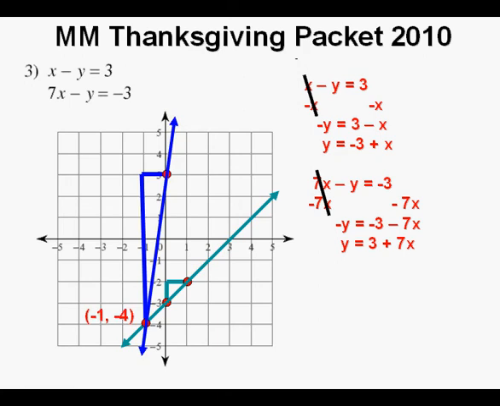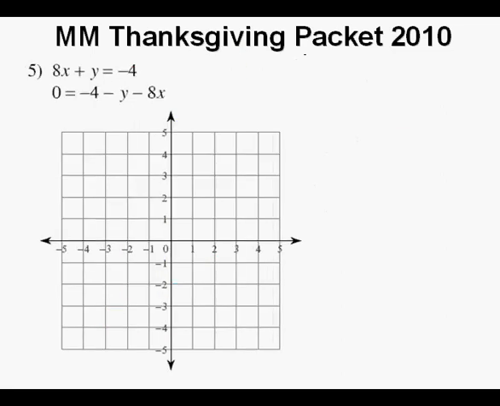Our solution is -1, -4. We plug in the numbers for x and y and check our solution. X minus y is -1 minus -4, and since that equals 3, that equation checks out, check. And we try out the other equation, 7 times -1 minus -4, which equals -7, plus 4, which equals -3, check. Now we're sure we got it right.